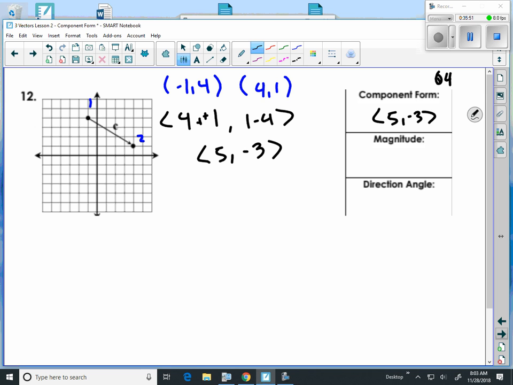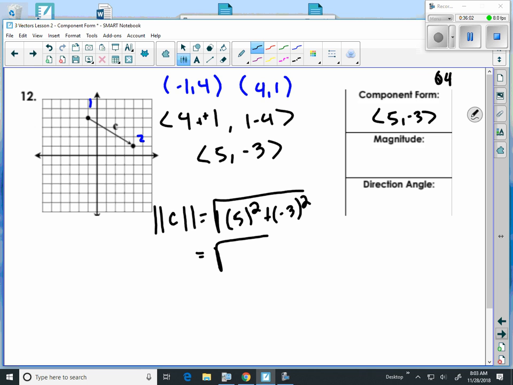All right, so for our magnitude, that would be 25 plus 9, 36, no, 34. So square root of 34. Yeah, oh no, sorry, 5.83.